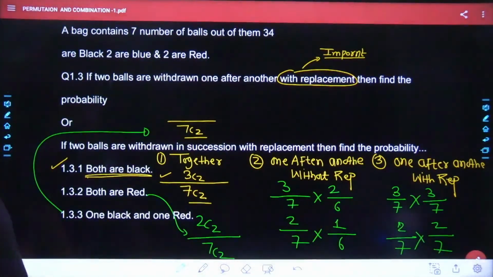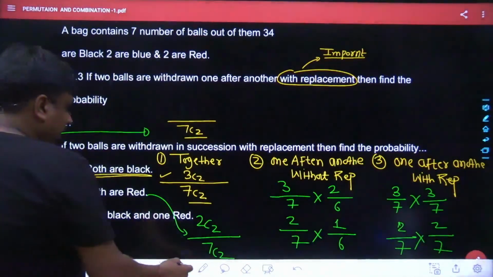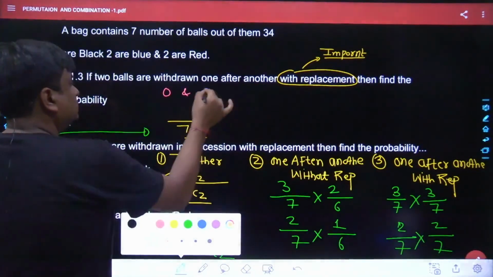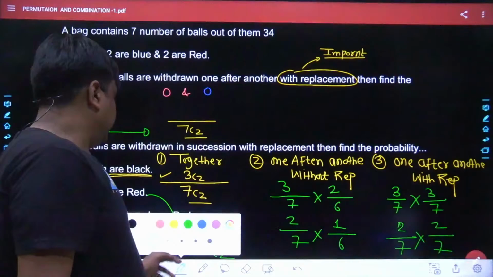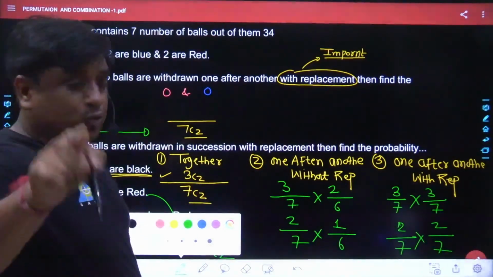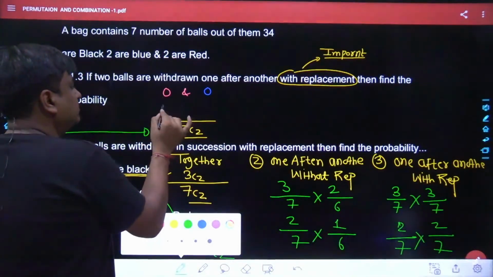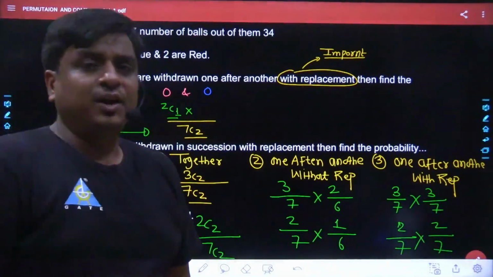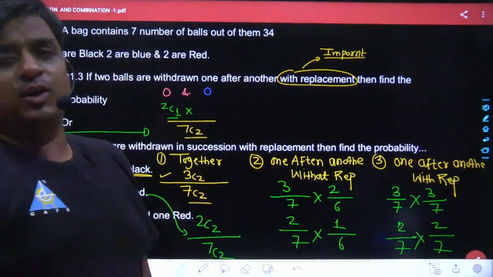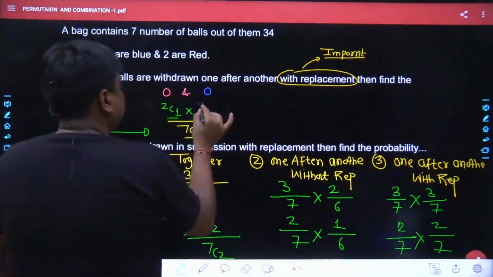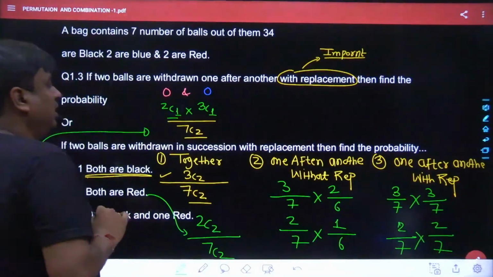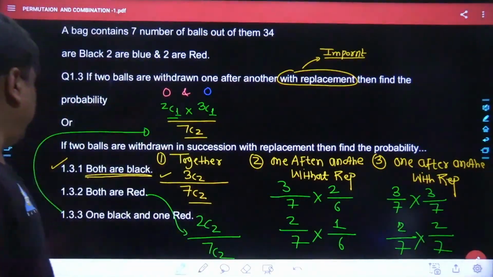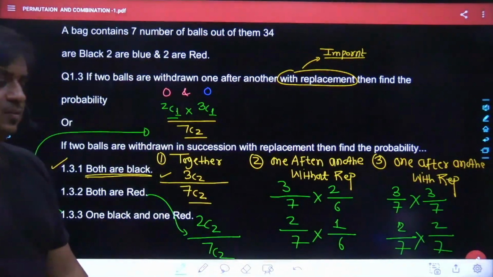As clearly given, one black and one red. So here comes one red and one black. For black, I have used this color. How many different ways could one ball be selected from the bunch of 2 red balls? That is 2C1. If you want, I can straight away write this as 2 itself. How many different ways could one ball be taken out from the bunch of 3? That is 3C1. So obviously this is the answer, the probability that 2 balls retrieved from the bunch of 7 balls together are one black and one red.